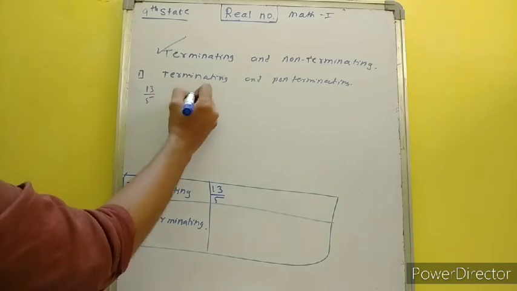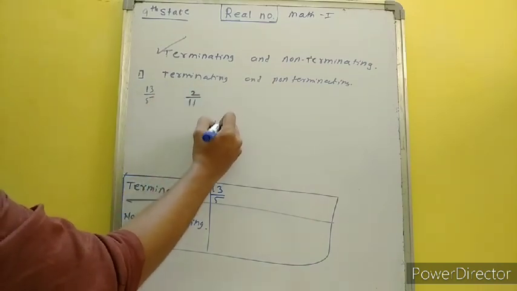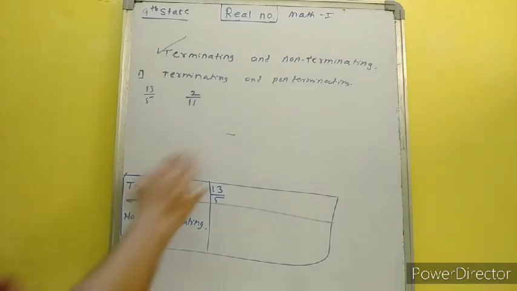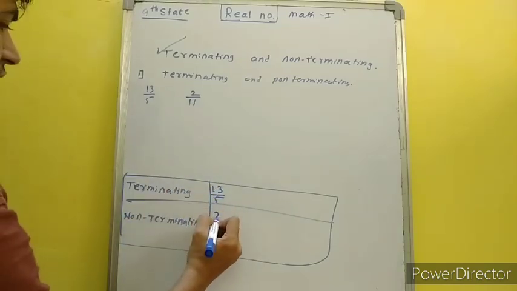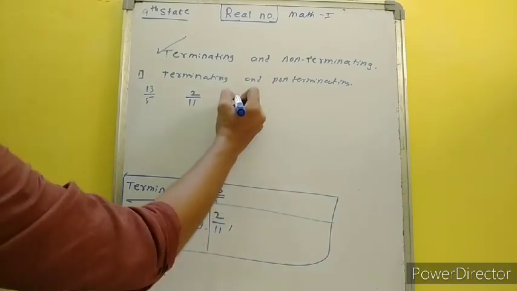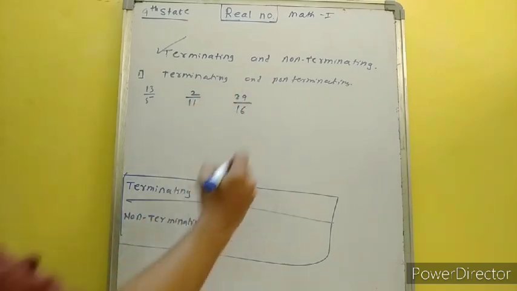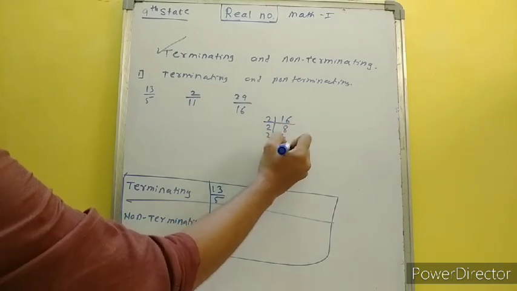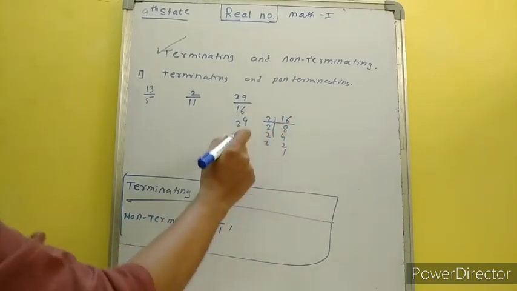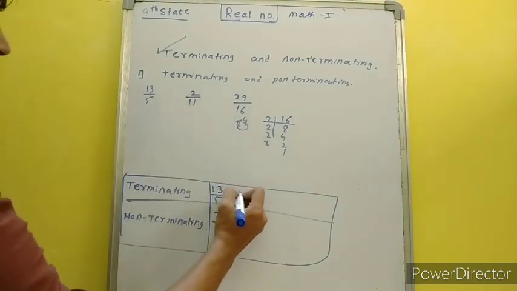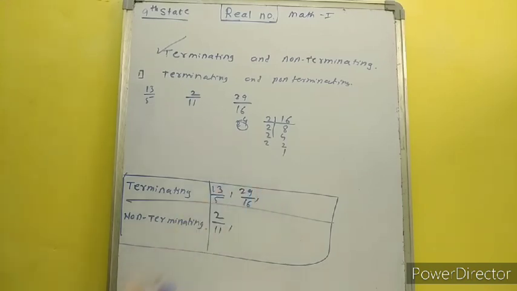Then we have 2 upon 11. The factor of 11 is 11 ones, we don't have 2 or 5, so it is non-terminating. It means when we divide it, we will not get a perfect answer. Then we have 29 upon 16. What are the factors of 16? 2 8s are 16, 2 4s are 8, 2 2s are 4, 2 1s are 2. It is 2 raised to 4, which means it is in the form of 2. So 29 upon 16 will be terminating.